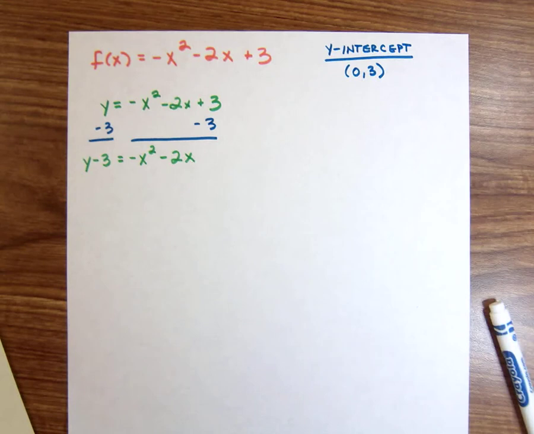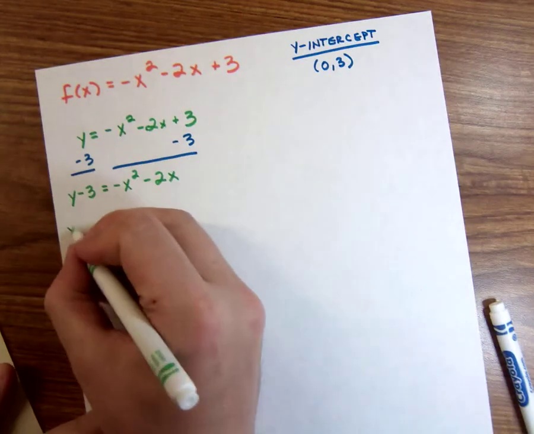All right, let's complete the square. What number should be added onto both sides? 4. No, I can't complete the square yet. Because there's a number in front of the x squared. What is it? Negative 1. I have to factor it.